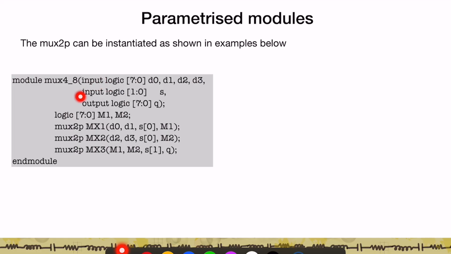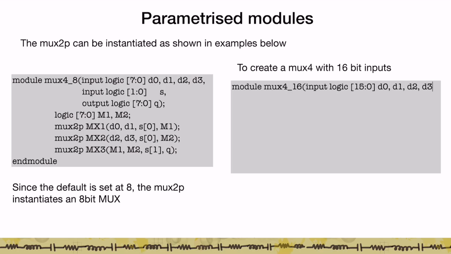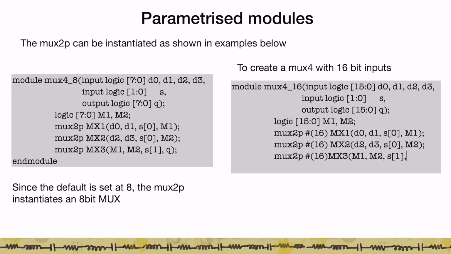Now here, when I instantiate it without any hash, by default this is going to be instantiated as an 8-input MUX. Because we had initially set parameter width equal to 8, when nothing is mentioned here, it automatically assumes that this MUX2P is an 8-bit input and 8-bit output, 2:1 MUX. Now suppose I want to convert this to an input which has, say, 16 bits instead of the 8 bits. Again, I'm not going to write a new piece of code. I'm just going to use my parametric version.